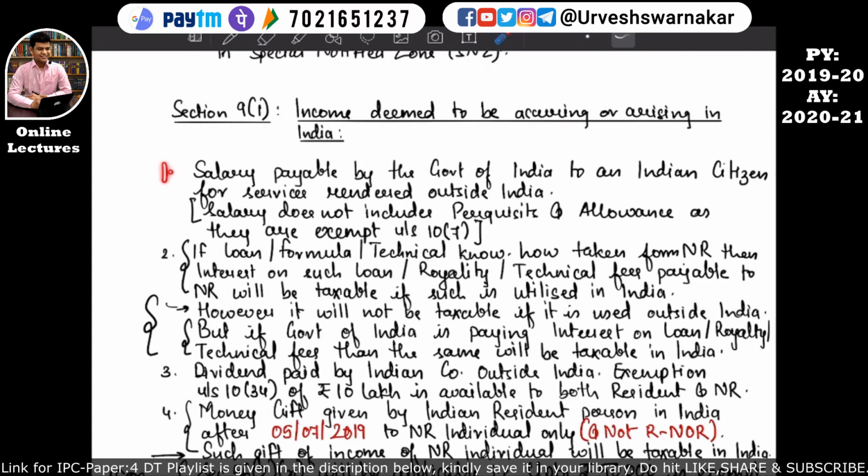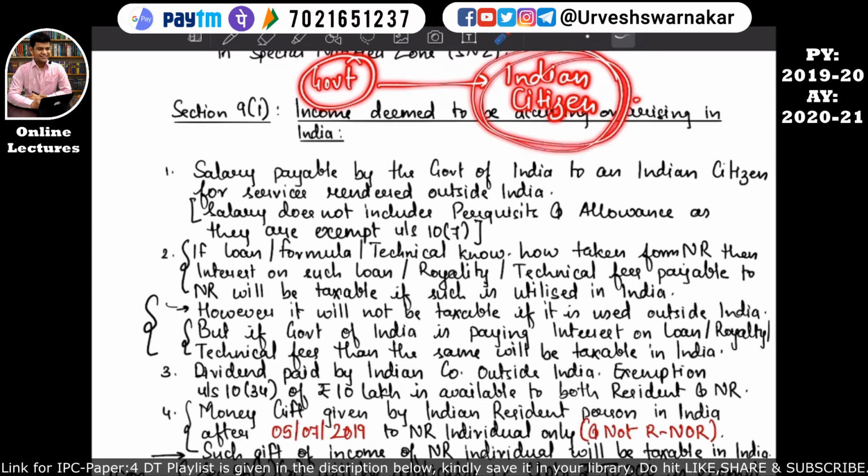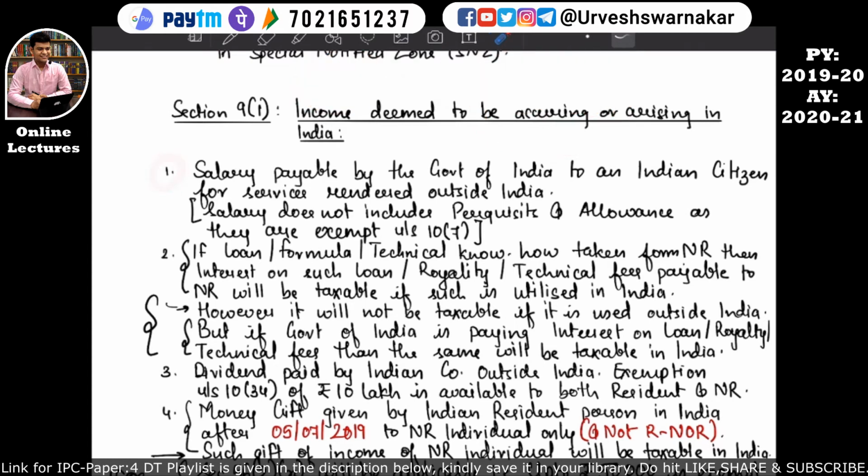Okay students, so now let's understand point number 1. Point number 1 says that salary payable by the government of India to an Indian citizen for the services rendered outside India. Basically, the government of India is paying a salary to an Indian citizen who is receiving the salary. Then such salary will be considered as income deemed to be accruing or arising in India even if such Indian citizen is a non-resident in India. I hope this is quite clear to you all.